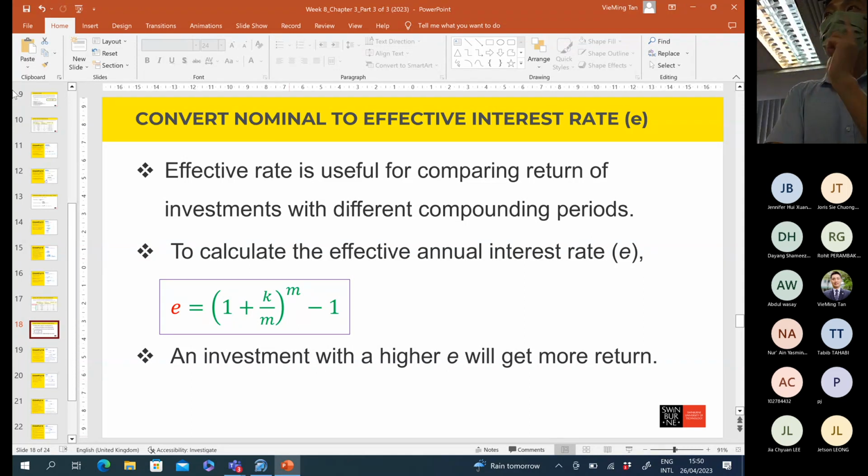Okay, how to convert the nominal rate into effective rate? Okay, so this is the formula. This is the additional formula that we learned, right? The last formula for this chapter, last formula, right?